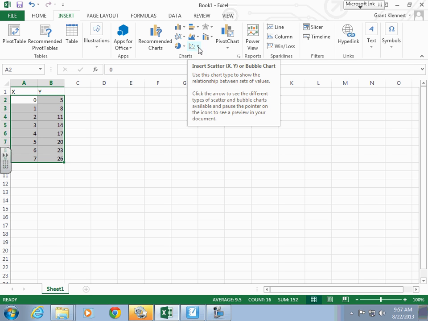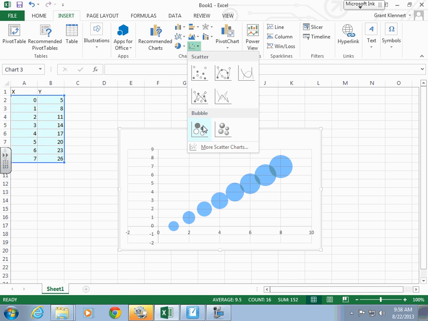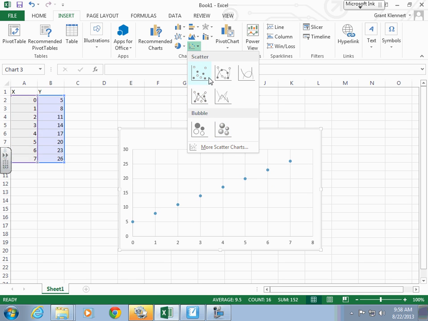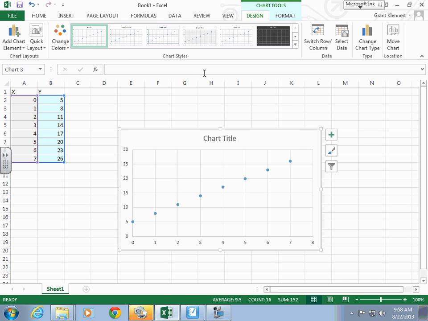And if you hit the down arrow, you can see the multiple options of the graphs. And as I scroll through them, you can see kind of how they change. All right, we don't deal with bubbles, we just want scatters. And what I really want you to do is just do the blank one, just like that.